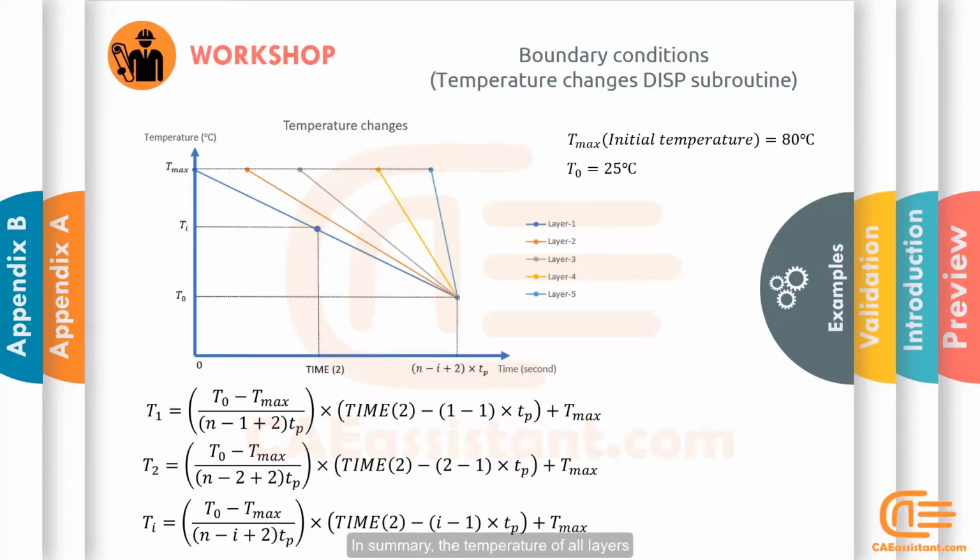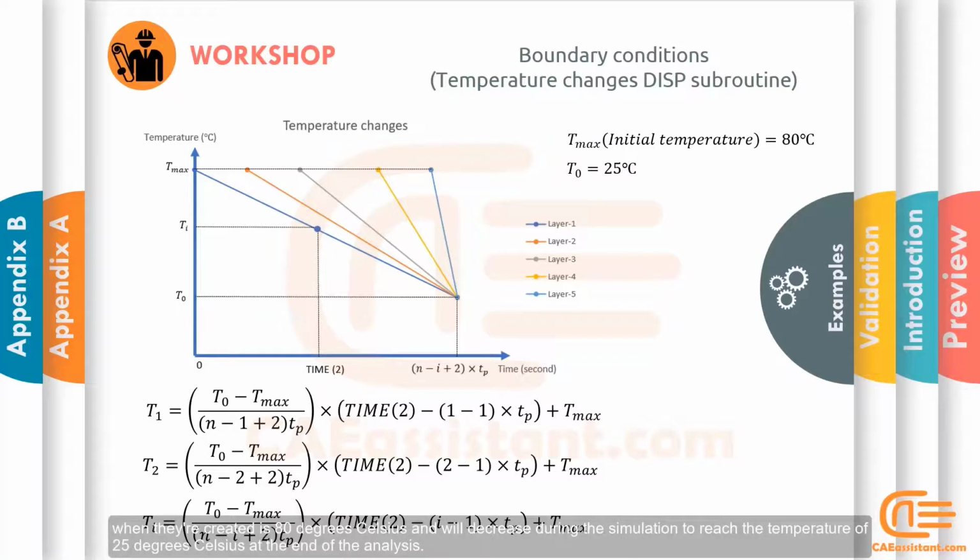In summary, the temperature of all layers when they're created is 80 degrees Celsius and will decrease during the simulation to reach a temperature of 25 degrees Celsius at the end of the analysis. Just remember this linear equation is just our assumption, and you can calculate the temperature changes with your own equation.